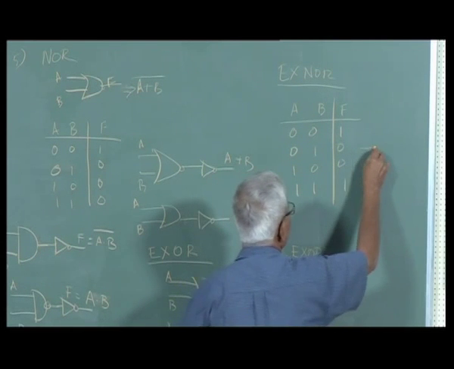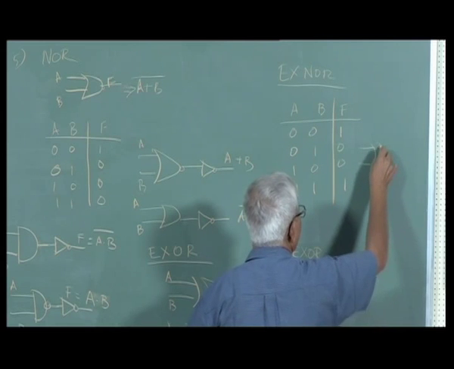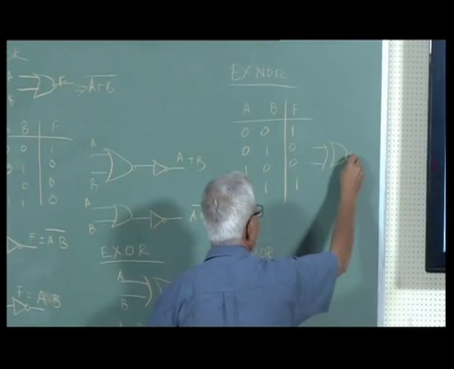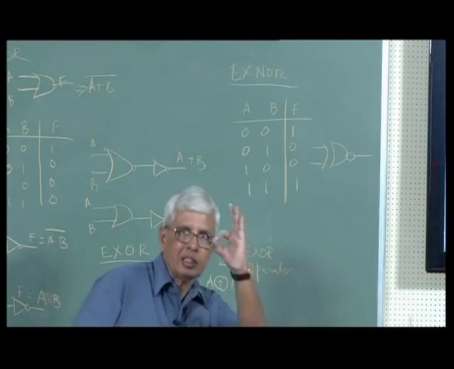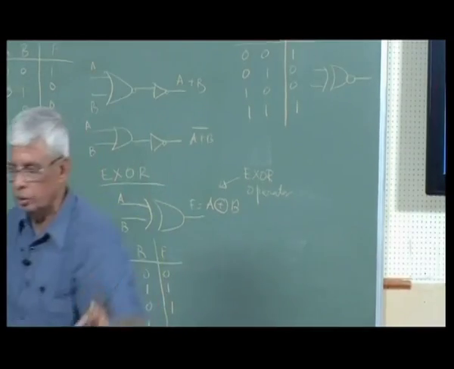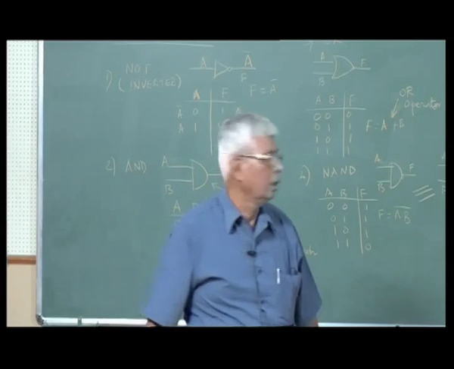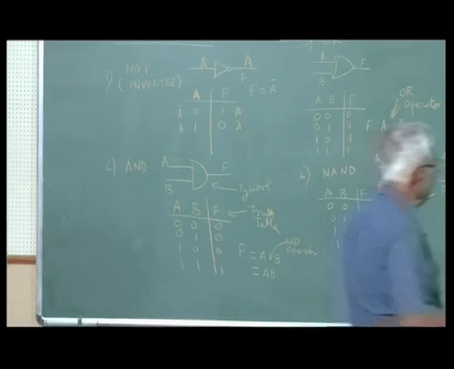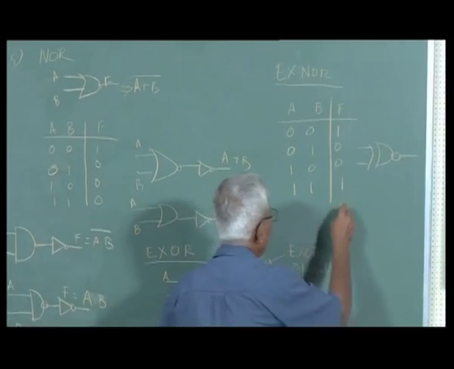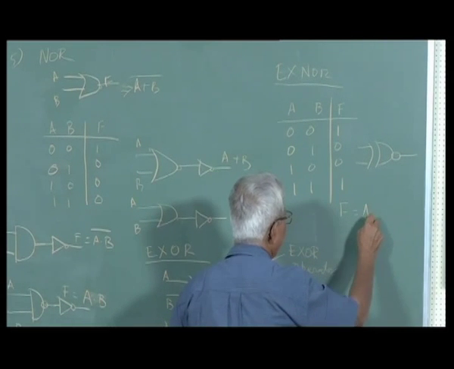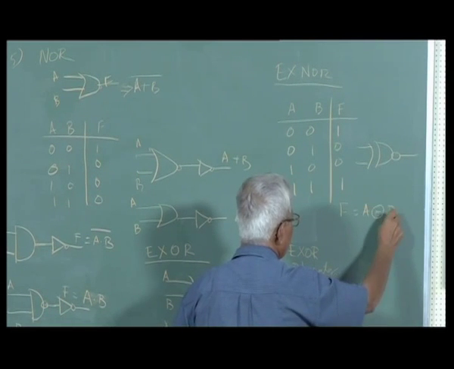This is the same as the exclusive OR symbol with a bubble. The bubble always inverts; a bubble at the end always tells you there is an inversion. And it is written as F is A exclusive OR B whole bar.